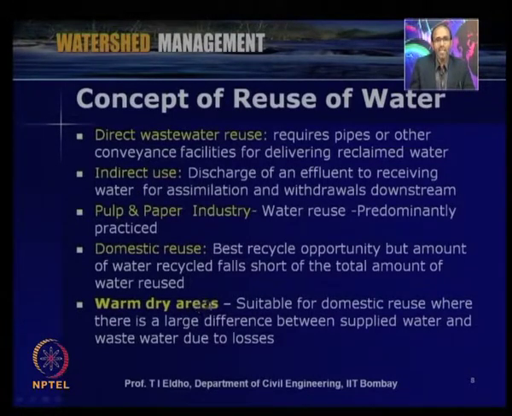Warm and dry areas are suitable for domestic reuse, where there is a large difference between supplied water and wastewater due to losses. Especially in warm and dry areas, evaporation and other losses will be much higher. So, if sufficient natural water or potable water is not available, we have to look into the reuse concept.